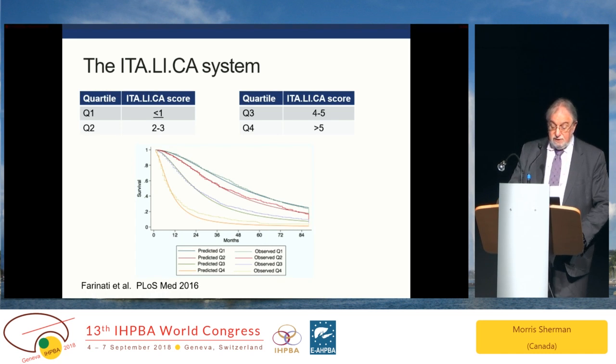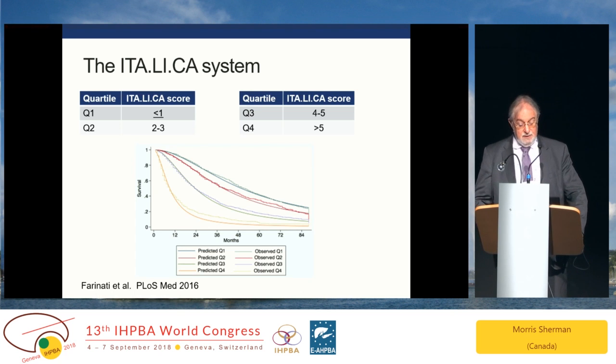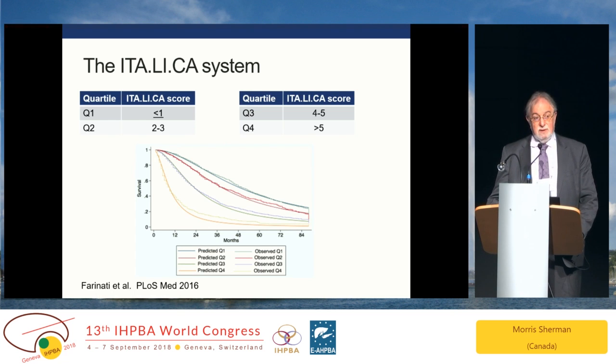And this is from the original ILCA paper, and you can see that what they did was they took their cohort and the values achieved, all those point scores, and they divided them into quartiles. And you can see fairly good separation between the different quartiles. And once again, the two lines are the predicted versus the observed. And so this looks to be a fairly accurate system.